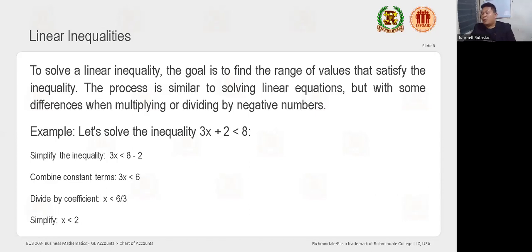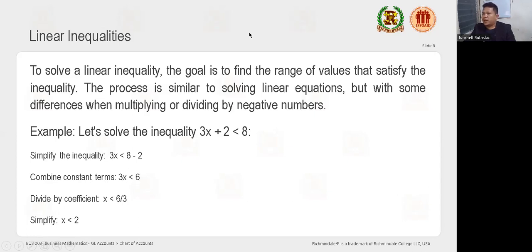Now, as you can see here, when we simplify the inequality, 3x is less than 8 minus 2. We combine the constant terms, 8 and 2, so we can subtract them. 8 minus 2 is equal to 6. So 3x is less than 6. Then divide by the coefficient, dividing both sides by 3.